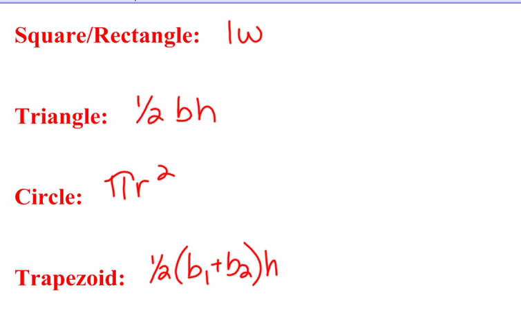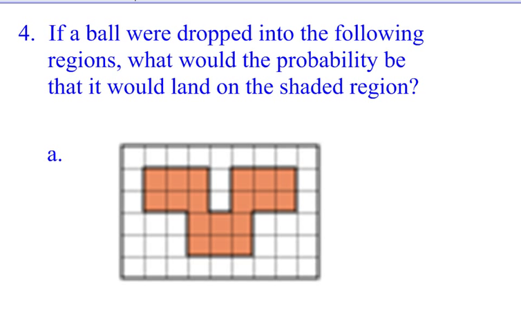We now have some formulas we're going to look at on the back of that next sheet. It says, if a ball were dropped into one of the following regions, what would be the probability that it would land on the shaded region? So I'm going to count the number of squares I have in each spot. For example, I have 1, 2, 3, 4, 5, 6, 7, 8, 9 here by 1, 2, 3, 4, 5, 6. This is a 9 by 6. So my outside area is 9 times 6, so 54. And they don't give us measurements here, so 54 units squared.